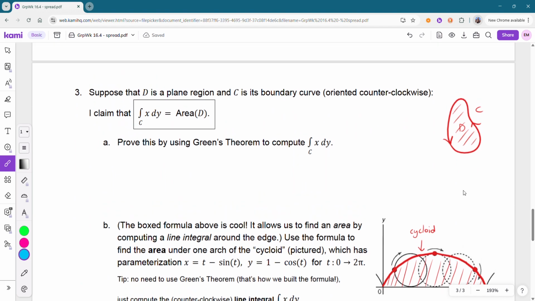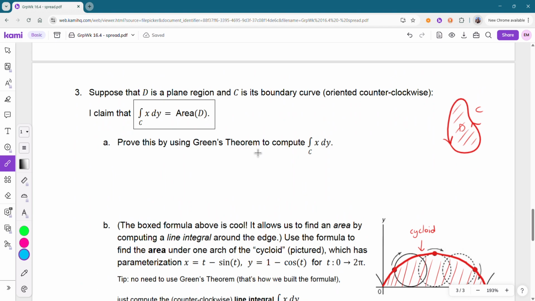All right, this next one, we have an area formula here given in terms of a line integral. So if we have a region here and it's a closed curve boundary moving around it, the claim is that the line integral of x dy is going to hand us the area of that region D.